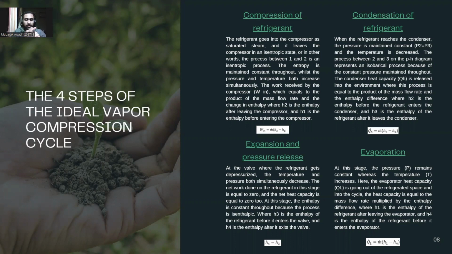The third stage, or step, is the expansion and pressure release of the refrigerant. At the expansion valve, the refrigerant gets depressurized, and the temperature and pressure both simultaneously decrease. The net work done on the refrigerant in this stage is equal to 0, and the net heat capacity is equal to 0 too. At this stage, the enthalpy is constant throughout because the process is isenthalpic, where H3 is the enthalpy of the refrigerant before it enters the valve, and H4 is the enthalpy after it exits the valve. So H3 equals H4 at this stage.